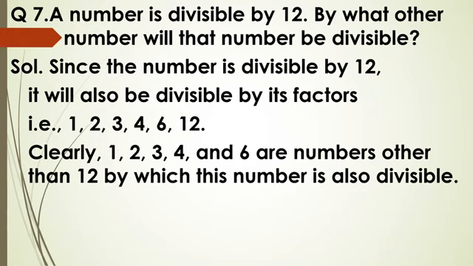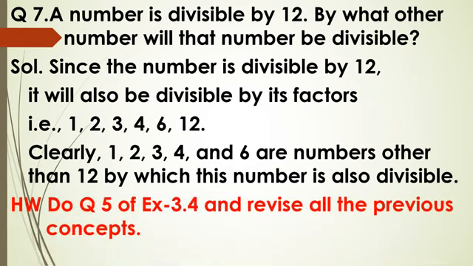These two questions are a little bit different. That's why I have solved them here. Just read them twice or thrice. You will understand them. Now see your homework. Do question number 5 of exercise 3.4 and revise all the previous concepts. Beta, revision of all the previous concepts is very important, because in this chapter there are many small things, and if you forget any one, then you are not able to do further questions. So please revise all the concepts. In the homework, I have given you only one question, question number 5.